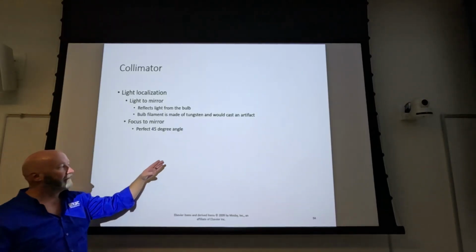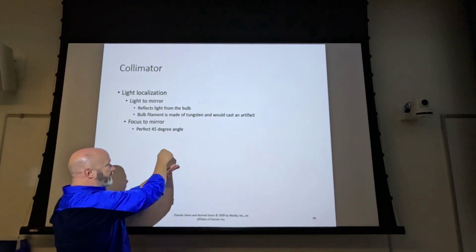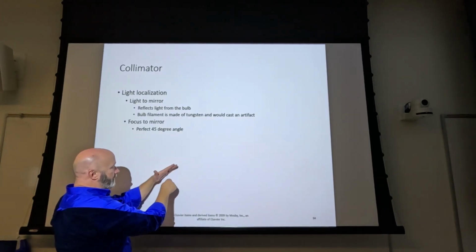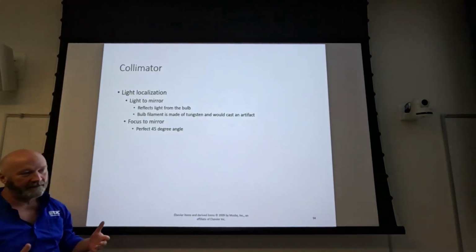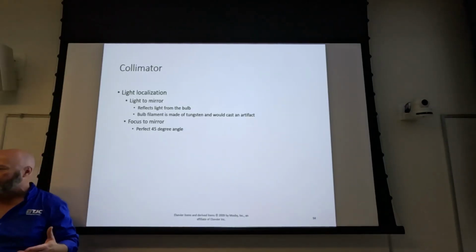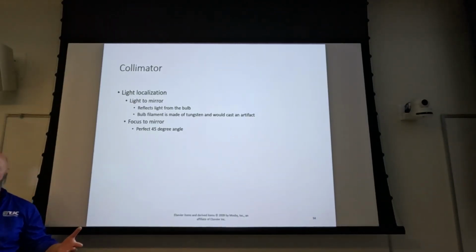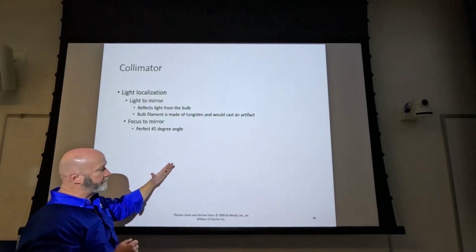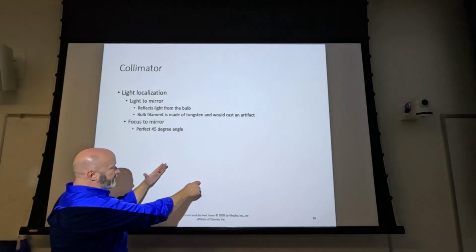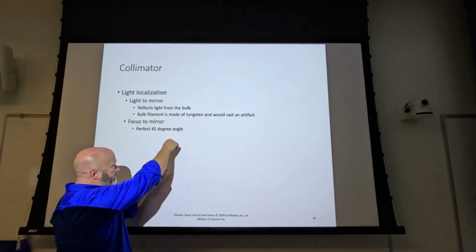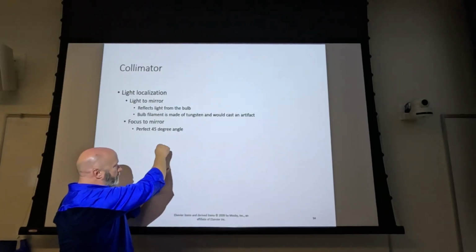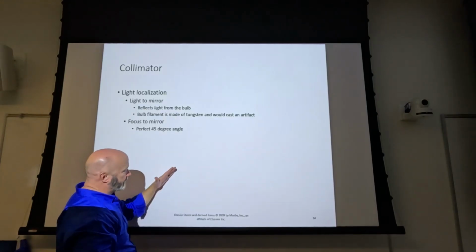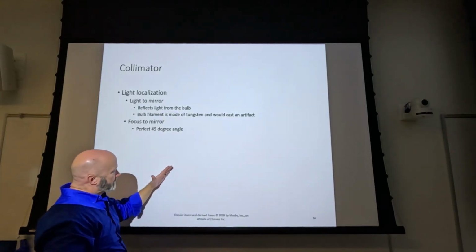So if our focal spot is here and our light is here, then it's not going to be congruent. The light field is not going to represent the radiation field. So the mirror has to be at a perfect 45-degree angle, and the distance between the mirror and the light has to be the same as the distance between the focal spot in the X-ray tube and the mirror as well. So that's one thing.